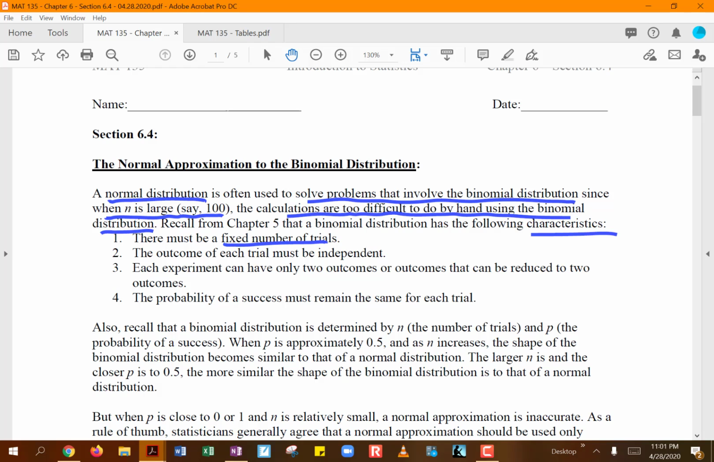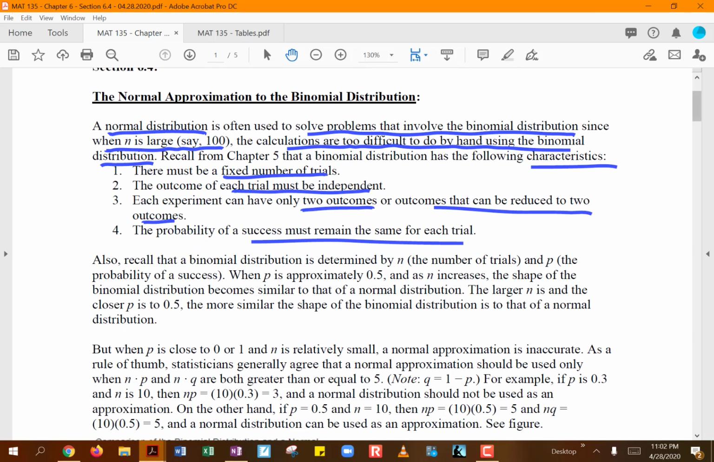Of course, they should have a fixed number of trials. The outcome for each trial must be independent. For each experiment, there should be only 2 outcomes, or we should be able to reduce them down to 2 outcomes. And of course, the probability of success should remain the same for each trial.